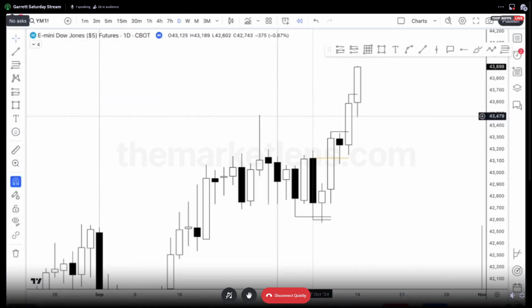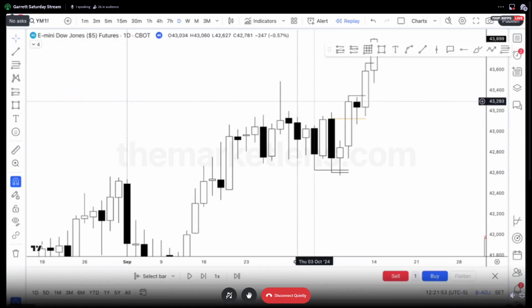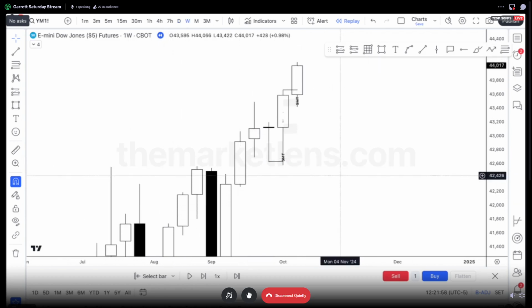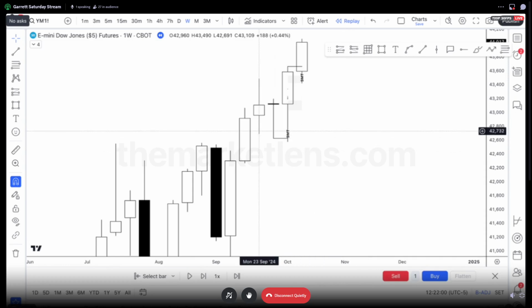So let's go on to the next example. This is YM. Here it's a weekly. I know we don't really use a weekly chart. It's already top, but it's all the same, right? We have a weekly fair value gap.